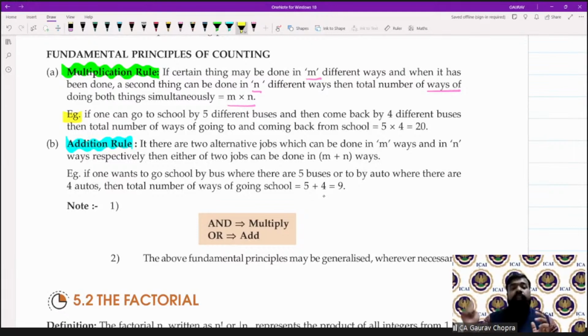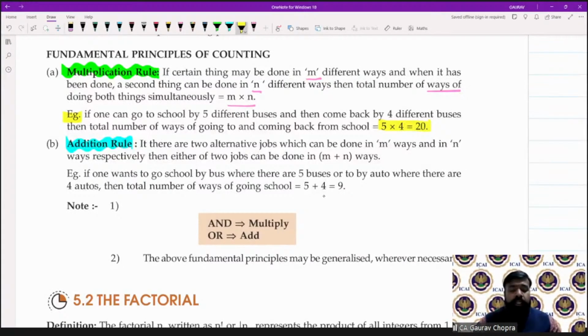So while going, there are 5 options. While coming, there are 4 options, and we have to perform both the activities. We have to perform both the events. That is why we have to multiply. So 5 multiplied by 4 is equal to 20. So there are 20 possibilities, 20 ways of going to school and then coming back home. Okay, so this is the multiplication rule.